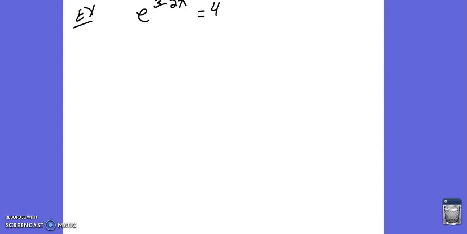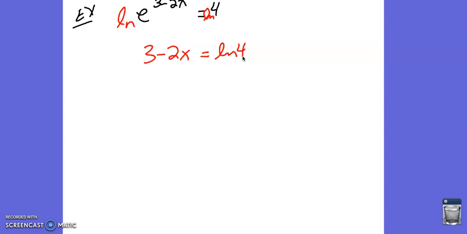All right, so let's look at this one. e to the 3 minus 2x power equals 4. And again, anytime you see an e, it's a good clue just to ln both sides. So we're going to ln, and it's literally going to cancel that out. So 3 minus 2x equals ln 4. And let me just remind you guys, if you plug ln 4 into the calculator right now, you're going to get a decimal. Make sure you don't round.